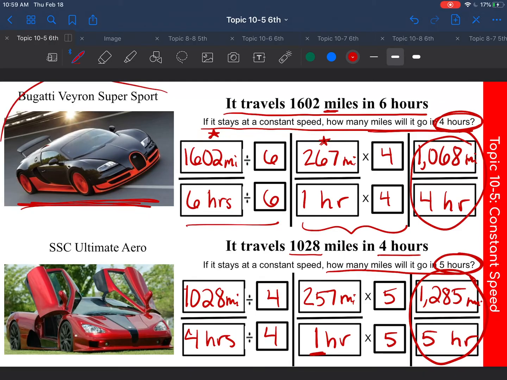All right, so what you are going to do is there are going to be a couple more of the fastest cars in the world, and you are going to find their constant speeds. You're going to find their rate based on what's given, the unit rate from that rate, and then you're going to figure out how far it will go in 5 hours or 6 hours or 7 hours and so on. So complete that assignment to get more practice with constant speeds.